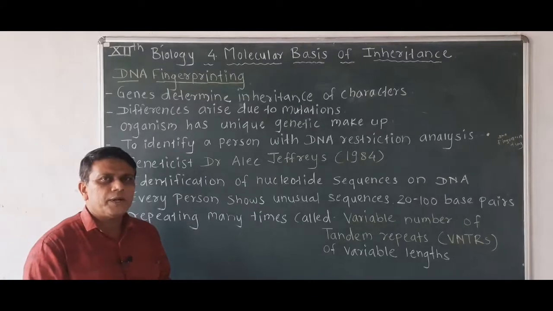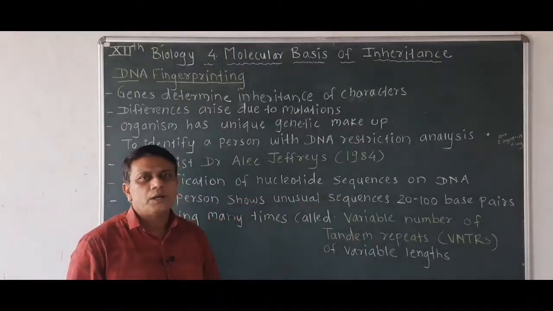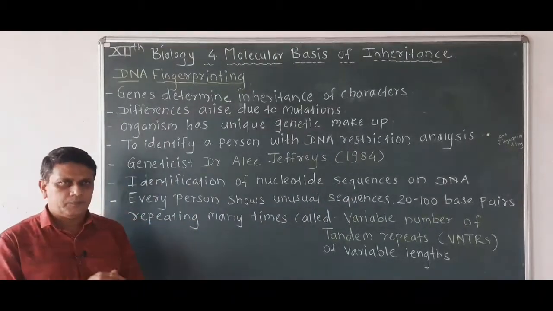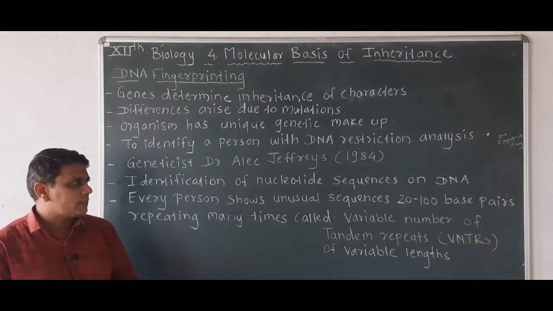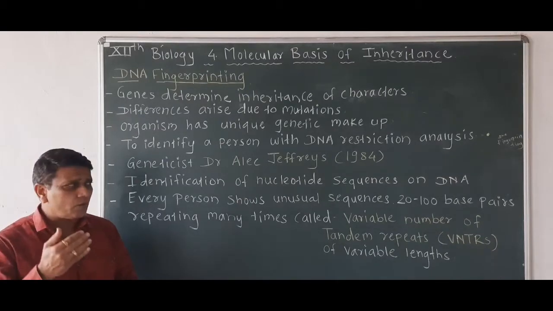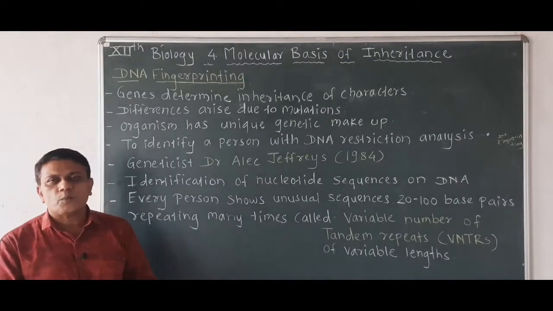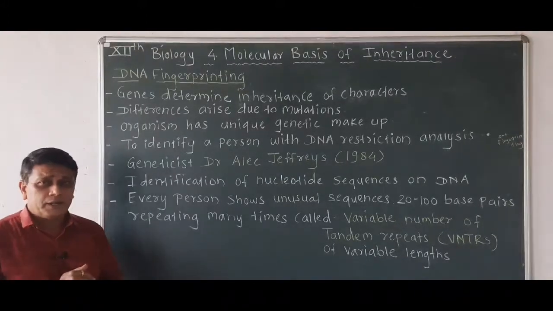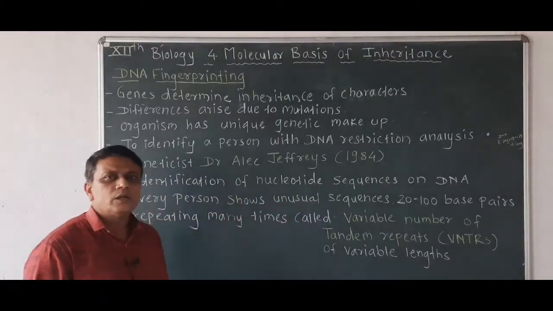Then DNA fingerprinting involves the identification of nucleotide sequences on DNA. Now you have already studied the structure of DNA. DNA consists of two antiparallel polynucleotide strands, and there are sequences of nucleotides, and these sequences of nucleotides are based on the sequences of nitrogen bases. So DNA fingerprinting involves the identification of nucleotide sequences on DNA.